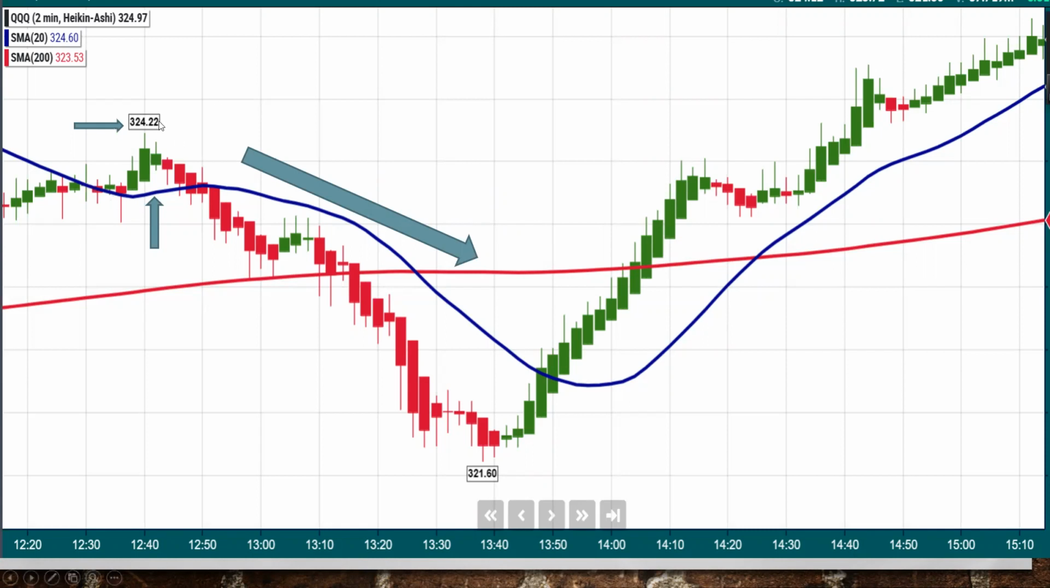Inside bar. Powerful, powerful reversal candlestick pattern when it's at the high of the day or the low of the day, or resistance and support.